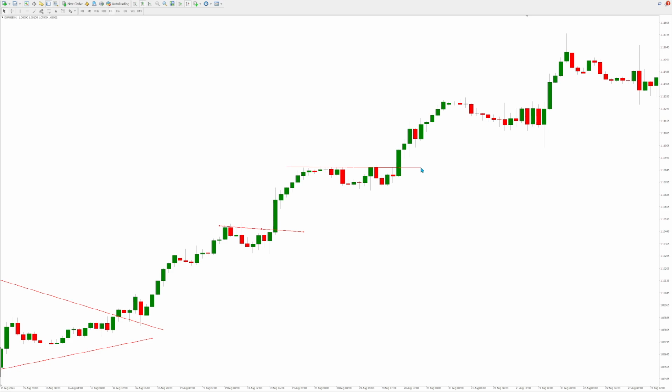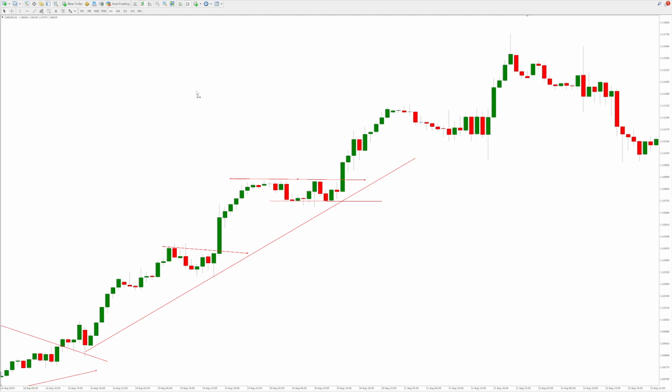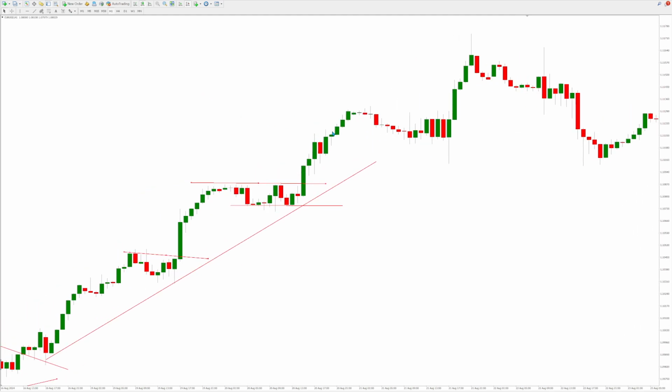Okay, just to illustrate my point, resistance line, trend line, wedge pattern, bullish price action, support, consolidation, breakout. Simple as that. Okay, I didn't need any magic indicator to show us that.